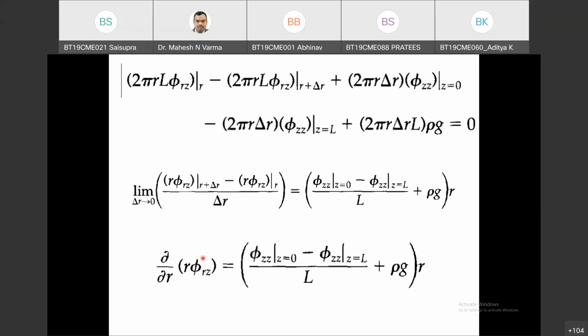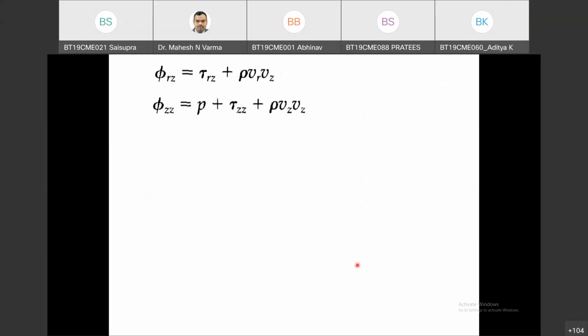So phi rz will have three components. One will be the molecular momentum flux because of pressure forces, another will be the molecular momentum flux because of viscous forces, and the third will be the convective flux. Similarly, this also will have three components: molecular flux because of pressure forces, molecular flux because of viscous forces, and the third one will be convective. Substitute this definition.